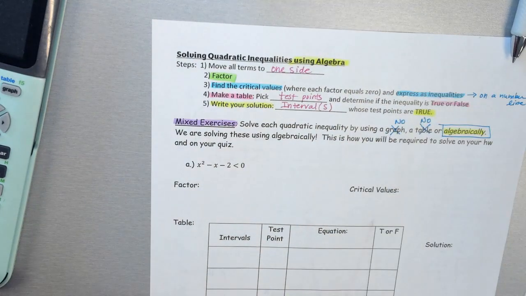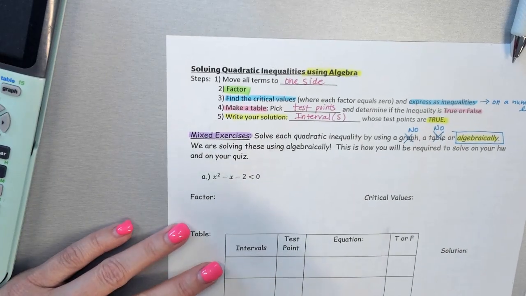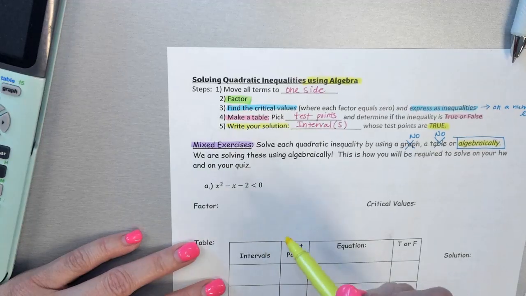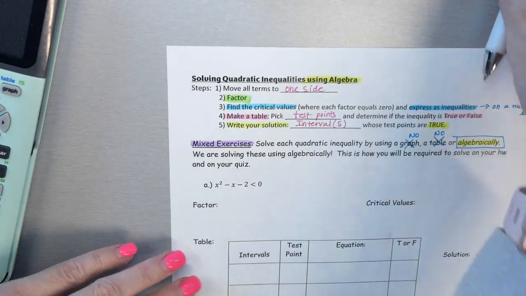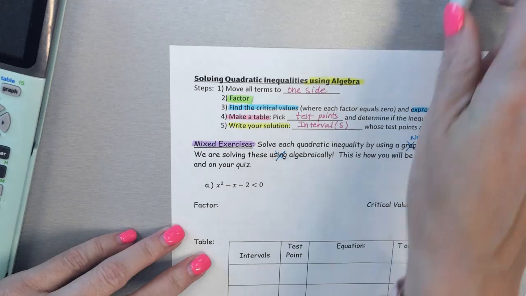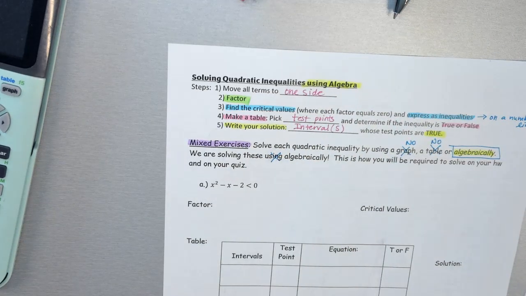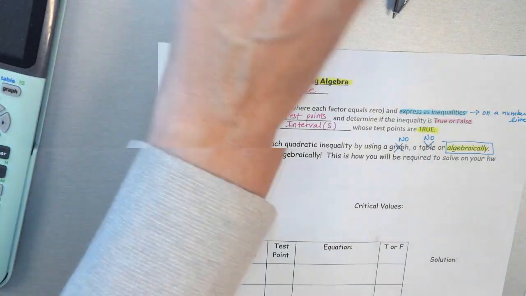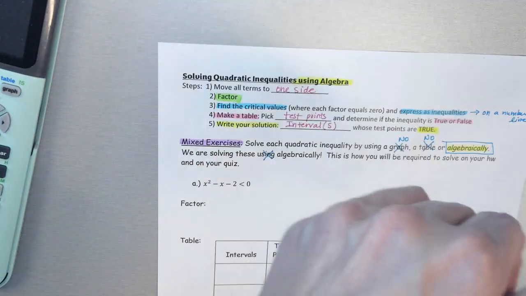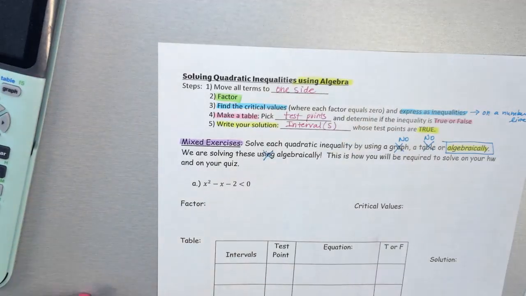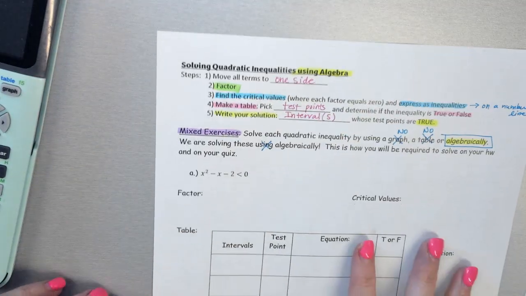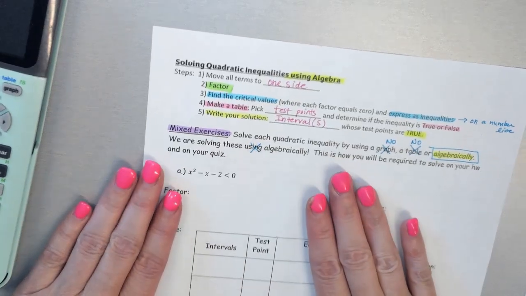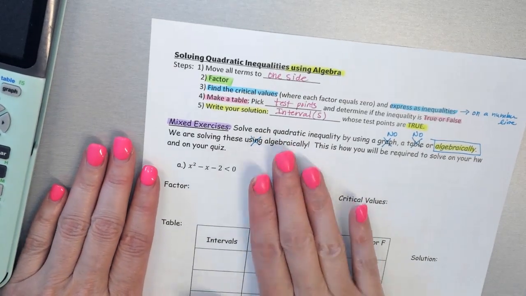It says we are solving these algebraically. We really either say using algebra or we have to omit the "using." We are solving these algebraically. And this is how it'll be on your homework and quiz. Your homework and quiz will say using algebra. It's almost like people don't follow directions, so I need to tell them that this is what we have to do. That's what it'll say in your quiz.